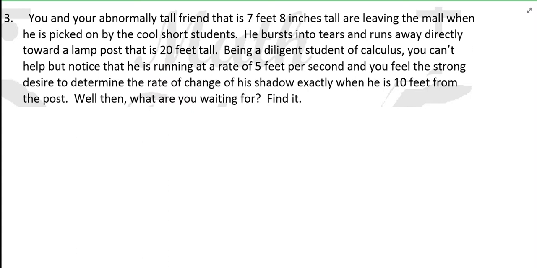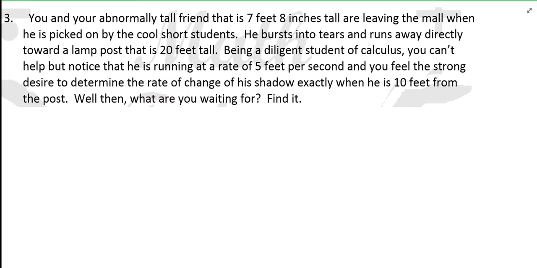This one's a little bit different than when the light's on the ground. Okay, this also, it doesn't make any sense. I don't know why I typed these up like this, but you've got a super tall friend who happens to be 7 feet 8 inches tall, and he's running because he's crying because he's so tall, and the short kids made fun of him. He's running towards a lamppost, and as he runs towards the lamppost, his shadow is on the ground behind him. And as he runs towards this lamppost, the closer he gets, the shorter his shadow should be.